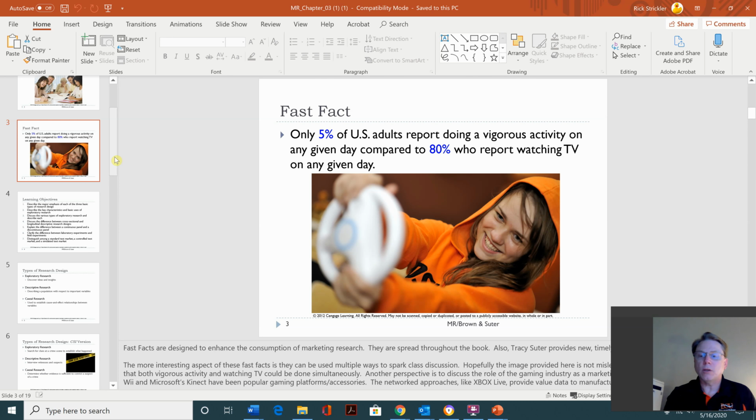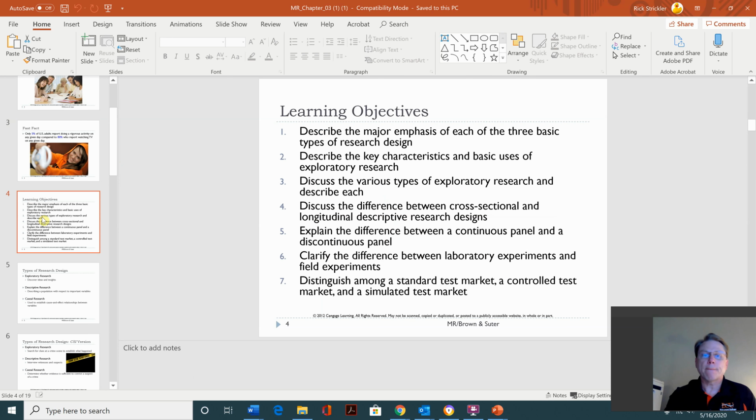Okay, so let's start. Learning objectives for this chapter. Major emphasis of each of the 3 basic types of research design. Key characteristics and basic uses of exploratory research. Various types of exploratory research and describe each. Difference between cross-sectional and longitudinal descriptive research design. Difference between a continuous panel and a discontinuous panel. Clarify the difference between laboratory experiments and field experiments.